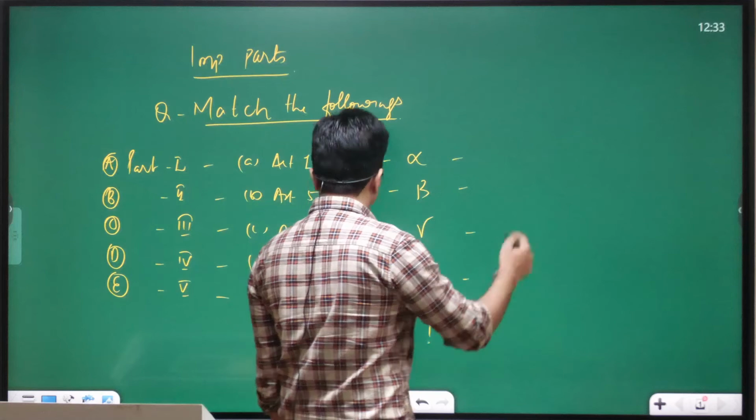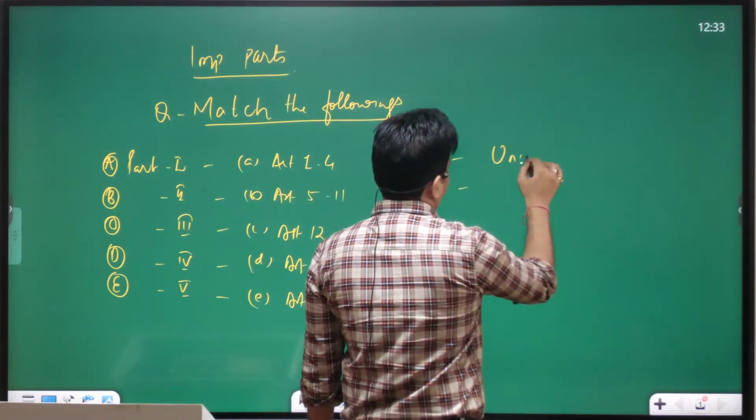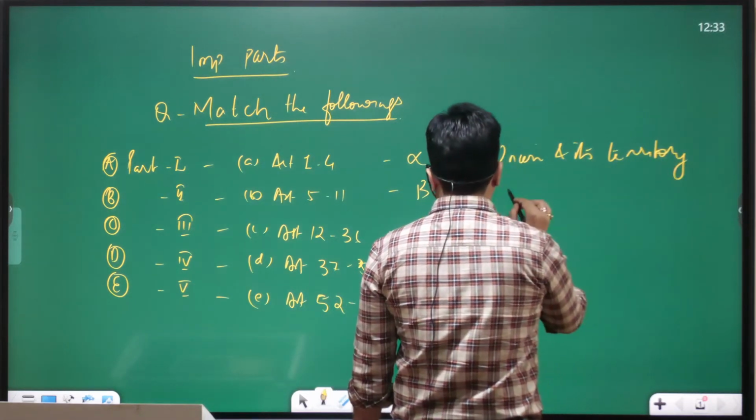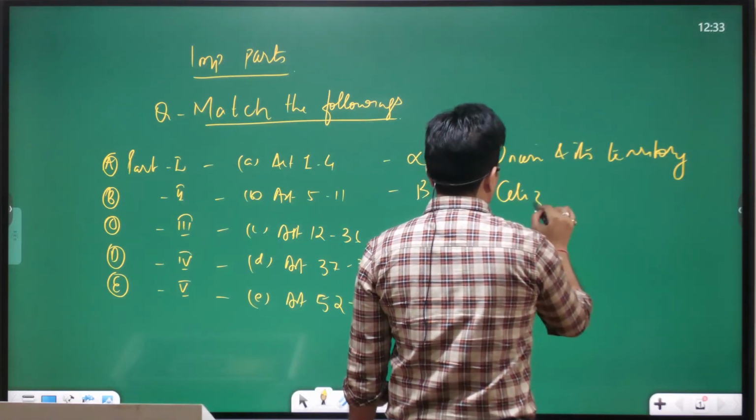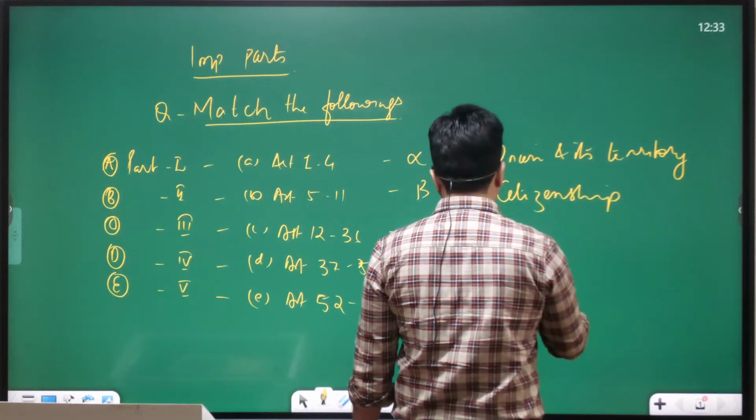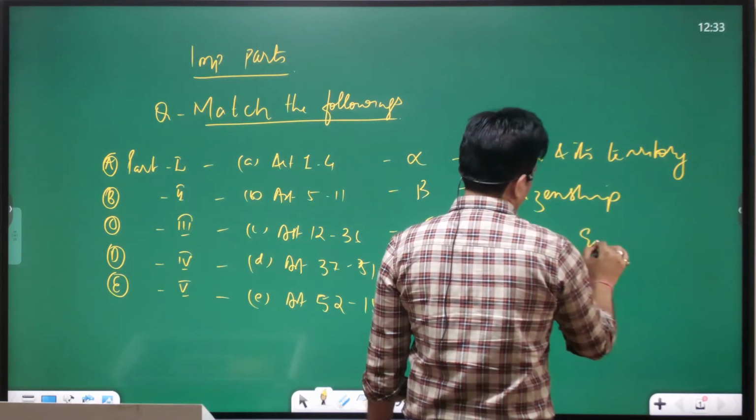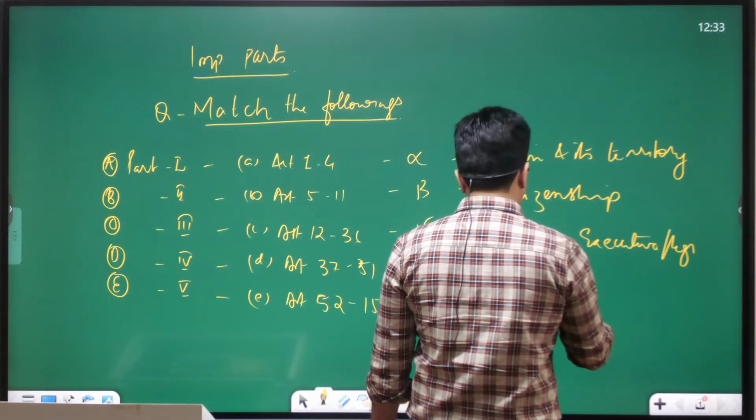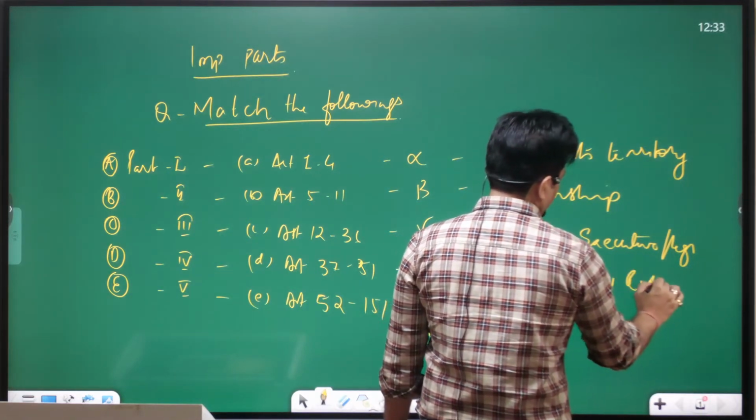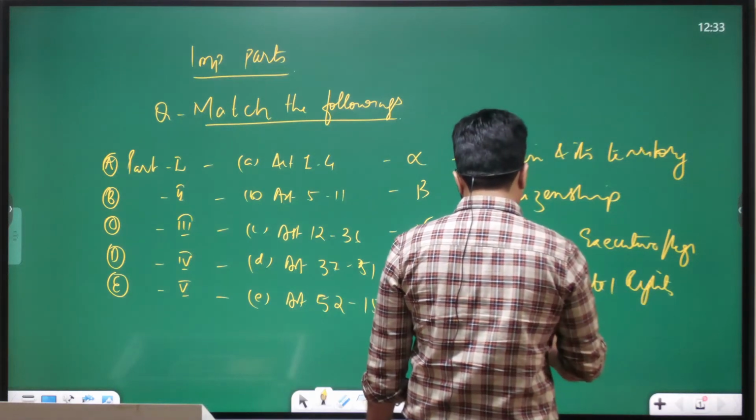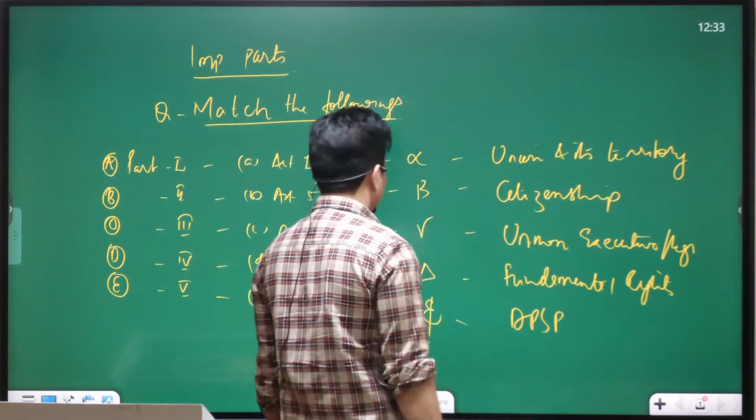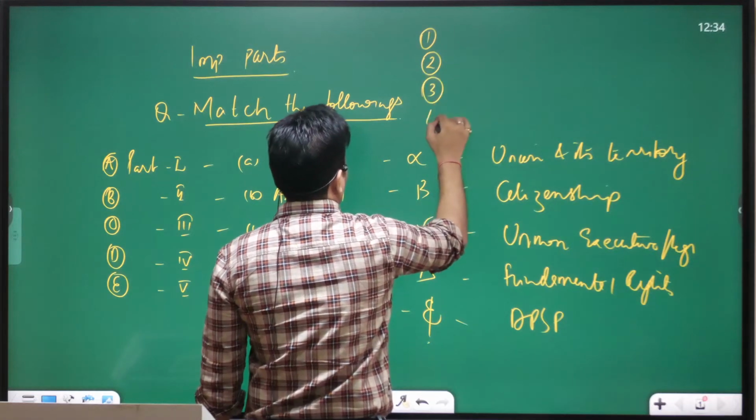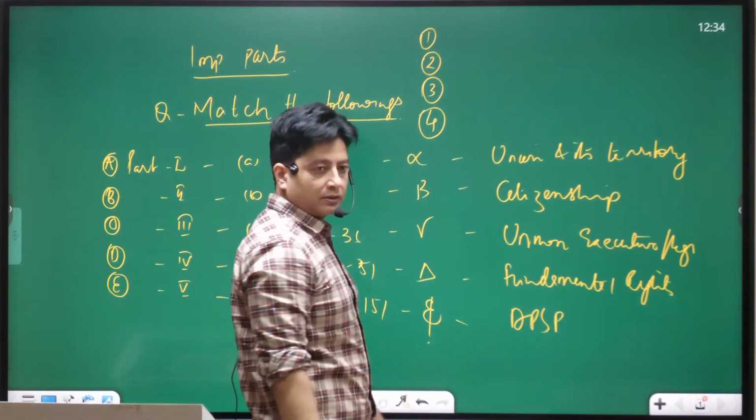ठीक है, तो लिखते हैं यहाँ पे यूनियन एंड इट्स टेरिटरी, citizenship, union executive and legislature, fundamental rights, DPSP। अभी ऑप्शंस हैं आपके 1 2 3 4 ऑप्शंस है। ऑप्शंस क्या हैं?